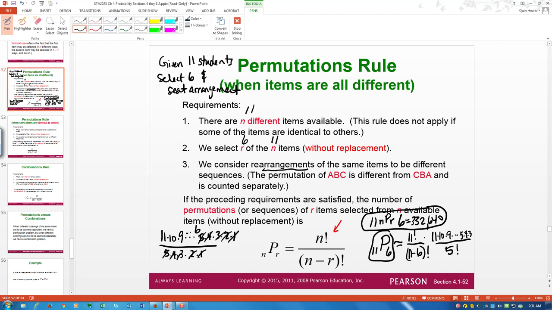You hit the PRB button, arrow, well actually you don't even need the arrow on that one because the nPr is already underlined. Hit enter. Now you should see 11 nPr on your screen. Hit 6 and hit enter.